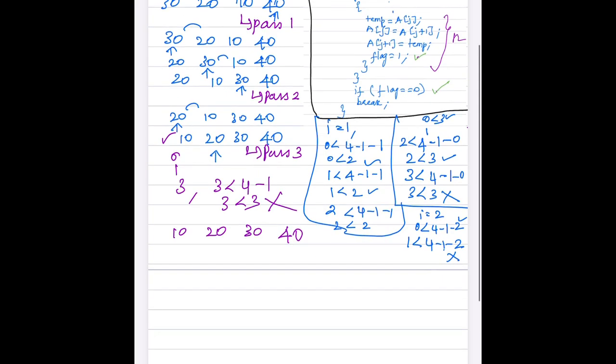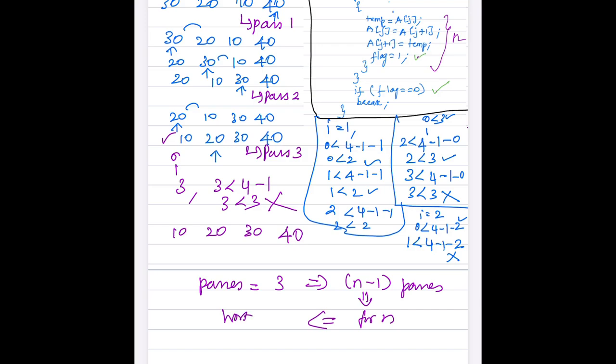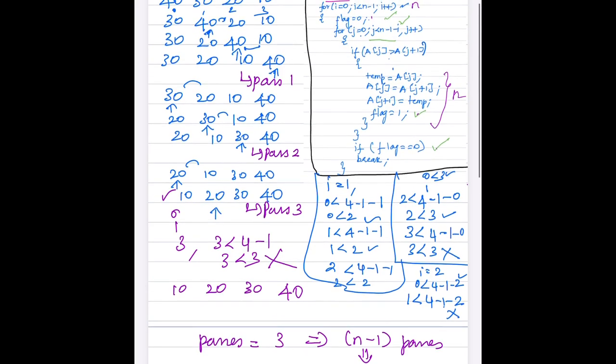And we had this with how many passes? 3 passes, which is n minus 1 passes. Okay, for n we had how many passes? n minus 1 passes. This is for the worst case. Remember that this is for the worst case. Now let us see the time complexity.